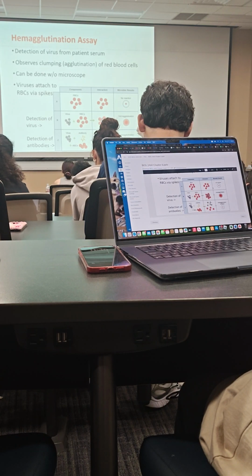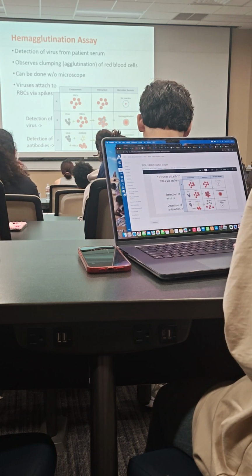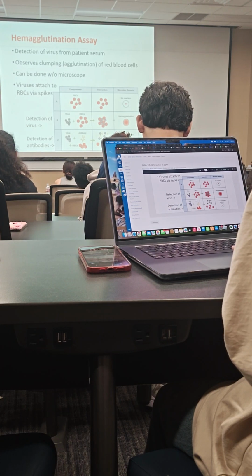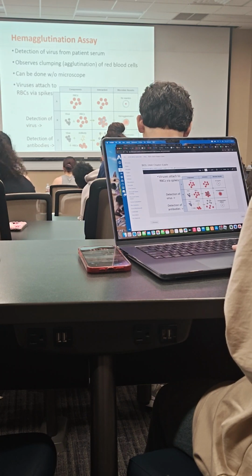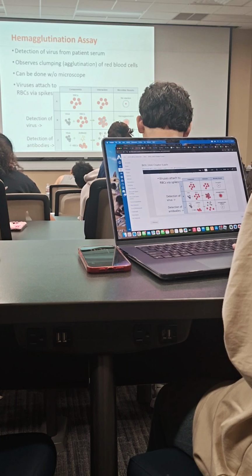Who has the virus? Person B or person C? Person B. C. Why does C have the virus? Because they have the antibodies for the virus. Does everybody kind of see how that works? Okay. Agglutination inhibition is indication of viral infection. HAI assay, hemagglutinin inhibition assay.